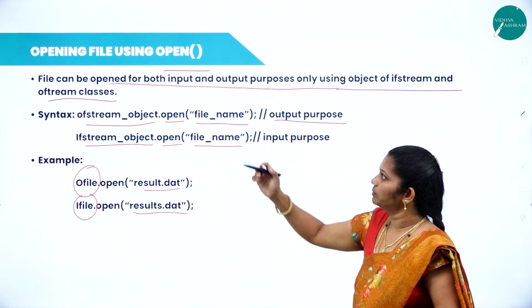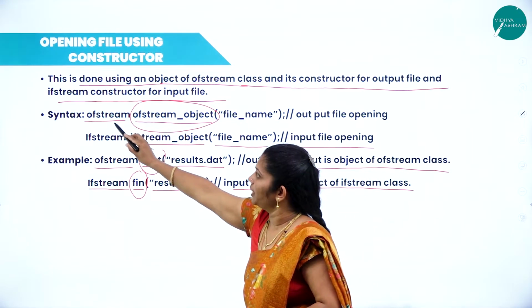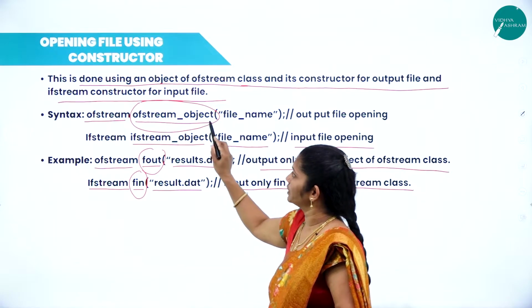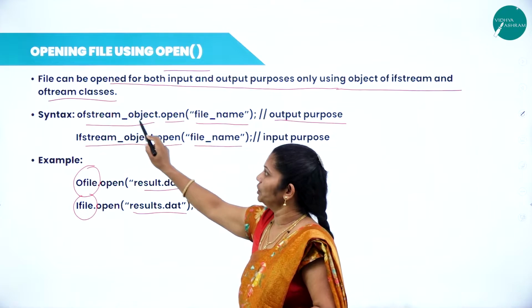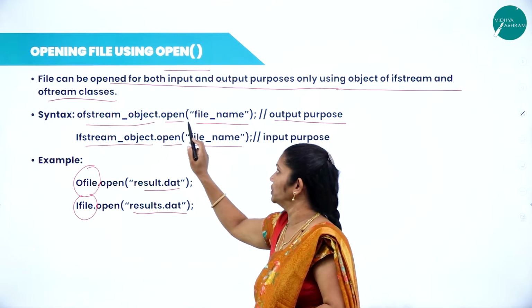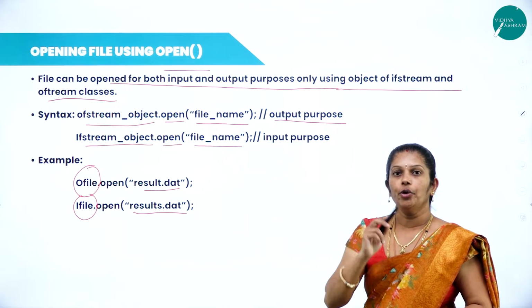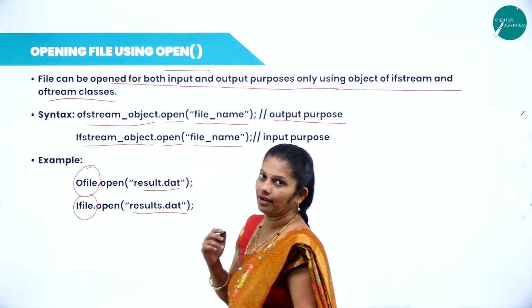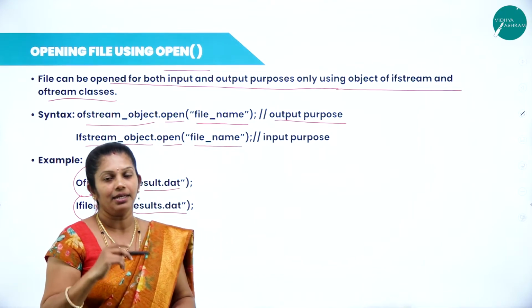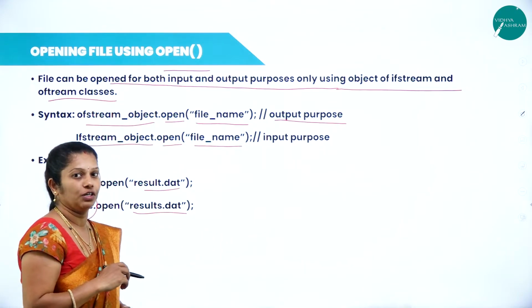That means if you observe here, first we write ofstream, then the ofstream object, then the file name. Whereas here, first you have to mention the object, then the dot open function, then inside the quotes, you have to write the file name. These are the two methods to open the file. One is by using the constructor method and one more by using the open function method.